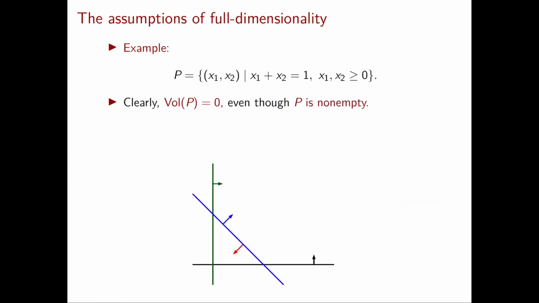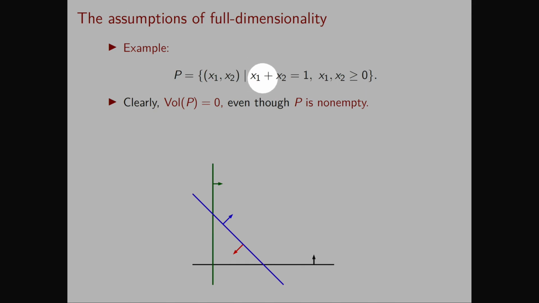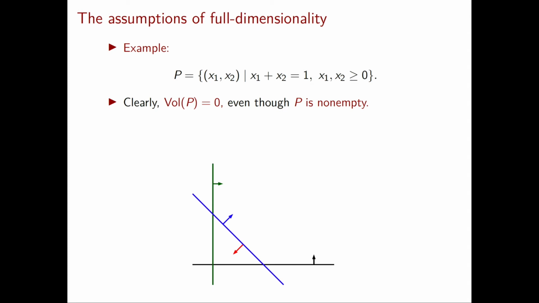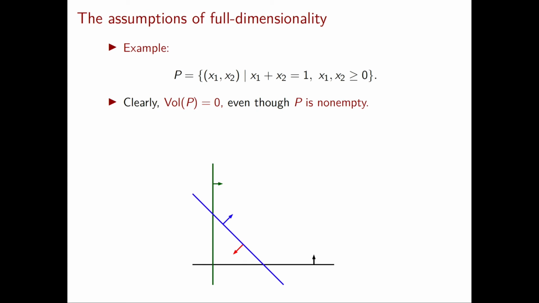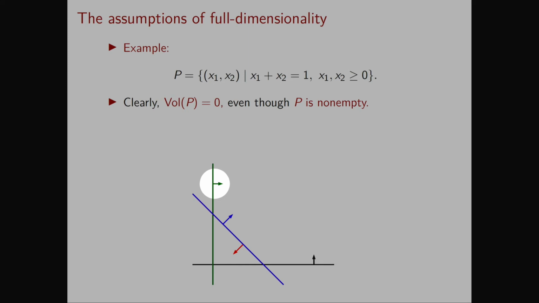Let's visualize an example. Here our P is indeed a segment in R2. It is the set of points x1, x2 that satisfy x1 plus x2 equal to 1 and x1, x2 greater than or equal to 0. So it is the segment joining the point 0, 1 and the point 1, 0. Clearly the volume of P is 0, but P is non-empty. In particular, in this picture, I am visualizing the four inequalities that define P. We have x1 greater than or equal to 0, x2 greater than or equal to 0, x1 plus x2 greater than or equal to 1, and x1 plus x2 less than or equal to 1.